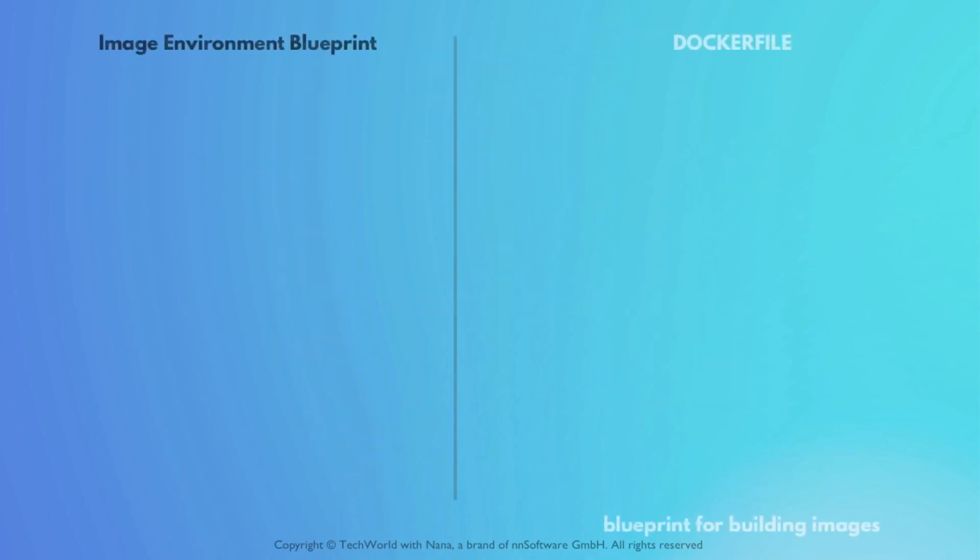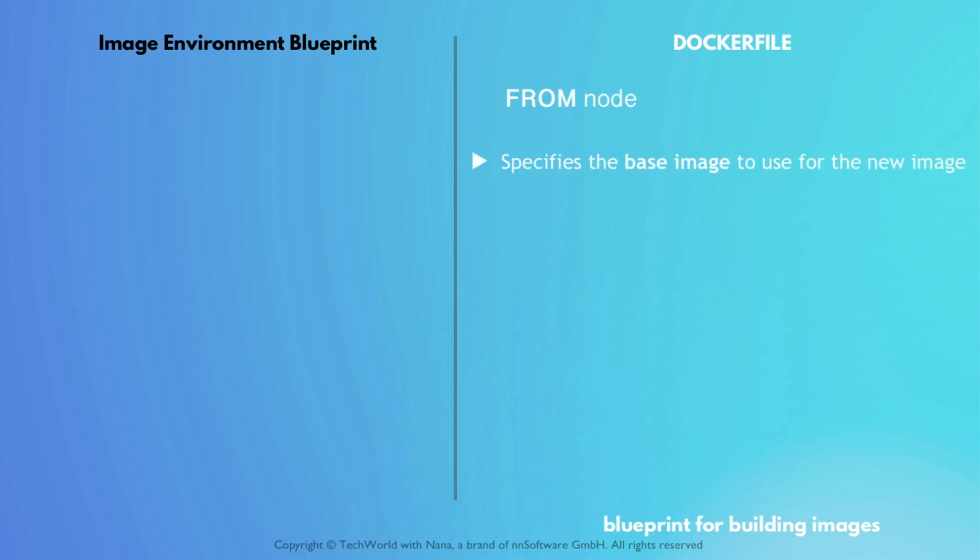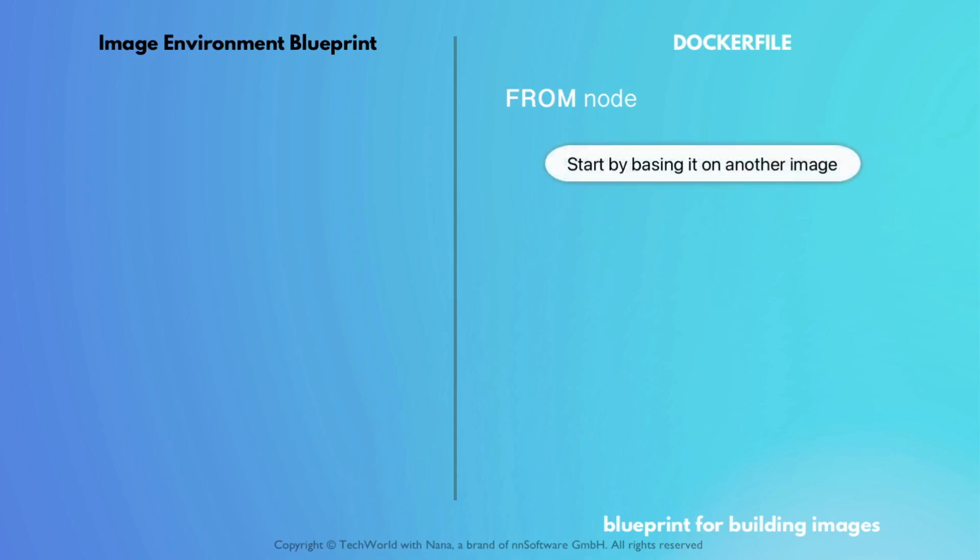So as I mentioned, a Dockerfile is a blueprint for creating Docker images. The syntax of a Dockerfile is super simple. The first line of every Dockerfile is FROM image. So whatever image you're building, you always want to base it on another image.